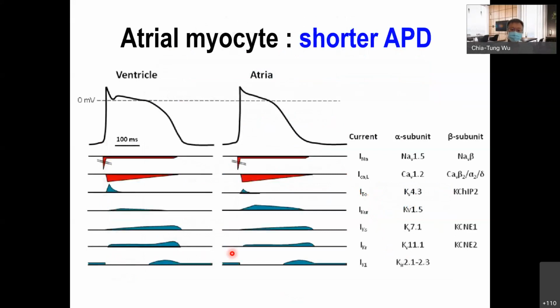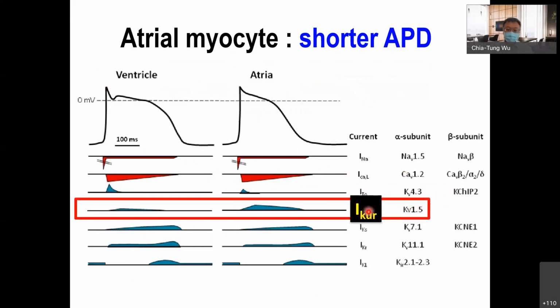For our human heart, the action potential is a little bit different between atrial and ventricular myocytes. You can see that for atrial myocytes, the action potential duration is shorter than for ventricular myocytes. Why? Because there's an ion channel expressed more in the atrium than the ventricle. We call it IKur, ultra rapid, a very fast potassium channel. Since it is an outward current, it shortens the action potential duration. The potassium outward current is larger in the atrium than the ventricle, so the action potential is shorter for the atrium.